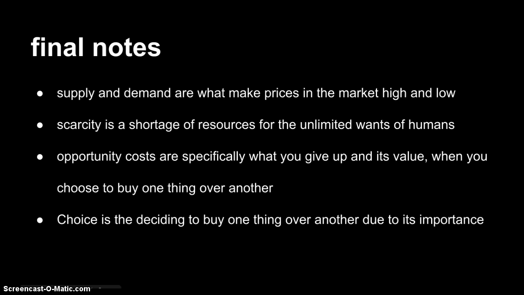Here we go. All right, final notes. Supply and demand: what makes prices in the market go higher and lower. Scarcity: shortage of resources for unlimited amounts of humans, because humans are greedy, just how we are. And then opportunity costs, specifically what you give up and its value when you choose to buy one thing over another, like the college and the job thing.